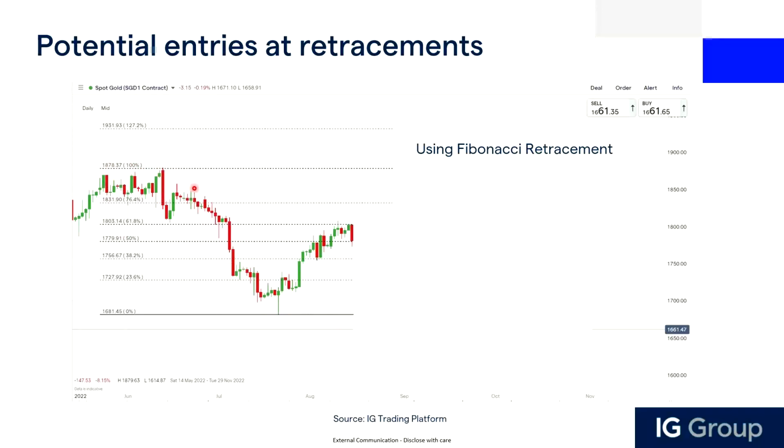Once you draw this Fibonacci retracement, it will show you the different Fibonacci levels. Some very key levels that a lot of people are looking at, the more popular levels, are 50%, 61.8%, and 38.2%. So what it means is that from this range of 1878 all the way down to 1681, this is the midpoint.